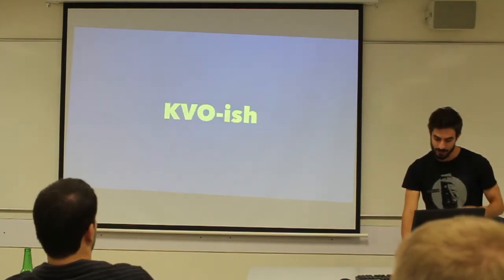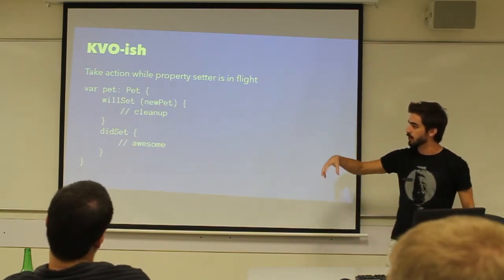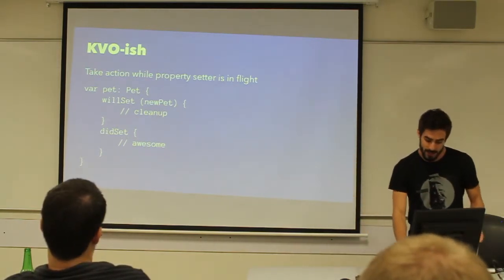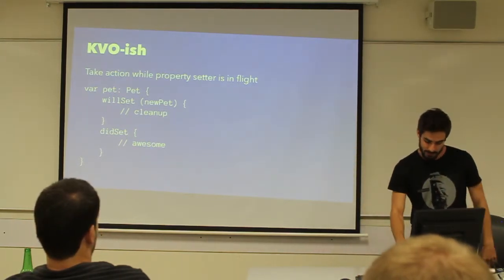Ish. It's not really key value observing. You can do things on properties that will notify you that something will happen, did happen, the things that you love so much about Objective-C, like will do something, did do something.